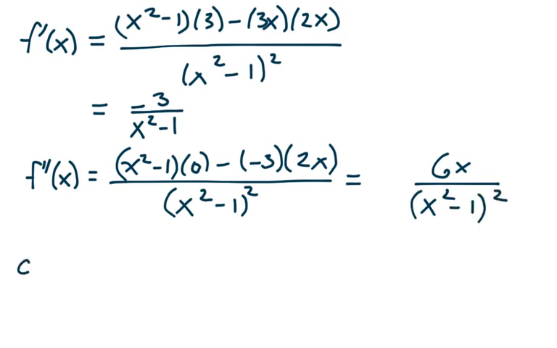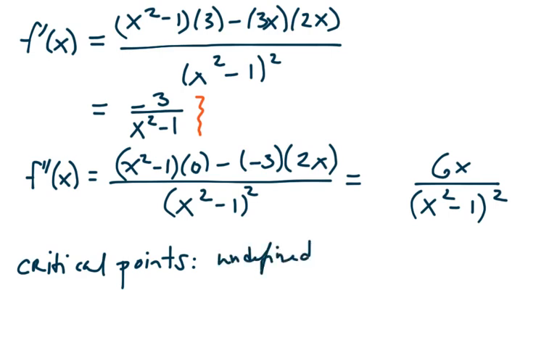Alright, so critical points. Well, we actually don't have any spots where the first derivative is 0. Again, the first derivative is this minus 3 over x squared minus 1. That's never equal to 0, but it is going to be undefined at x equals plus or minus 1. So for critical points, we'll just say undefined at x equal to plus or minus 1. We already really categorized what's happening there. There are vertical asymptotes at those locations.